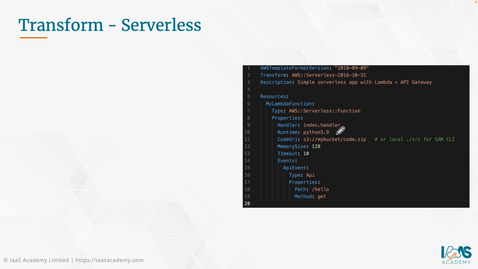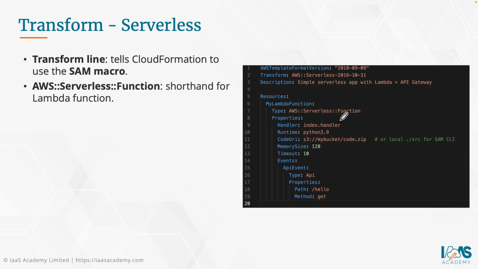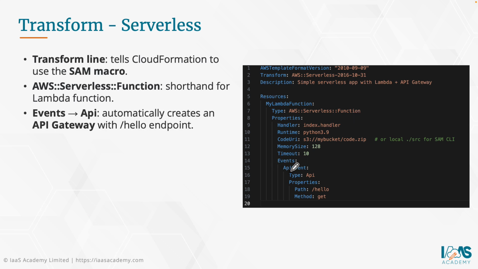Okay, so that's written obviously in Python. So that is obviously critical. We're defining the memory size, the timeout, and all of that wonderful stuff. And so the transform line tells CloudFormation to use the SAM macro. And in this case, you've got obviously the serverless function that basically means that you're looking at a Lambda function. In the event section, we're defining an API event. So we're basically automatically creating an API gateway with, so the type is API, with the path to /hello.